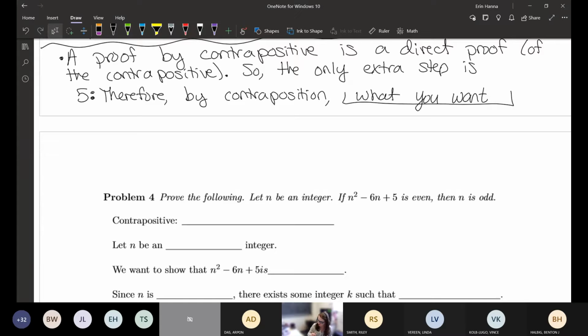So if we write the contrapositive first, we're going to flip-flop the hypothesis and the conclusion and negate them. So we would have: if n is even, so not odd, then n squared minus 6n plus 5 is not even, so odd. And so then what we're going to do is prove that. We're going to prove if n is even, then n squared minus 6n plus 5 is odd. That's what we're going to seek to actually write the proof for.